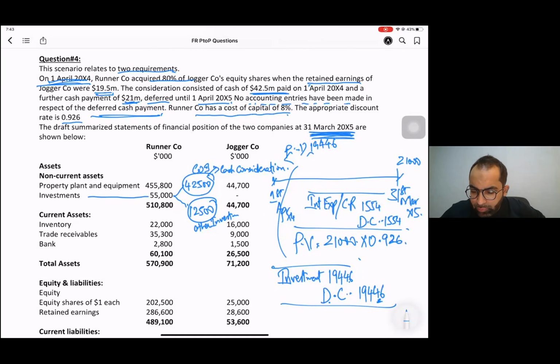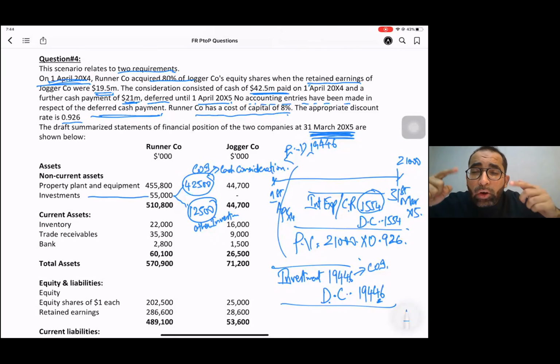Okay, so this investment of 19,446 is part of COI, and it will be part of the goodwill calculation. This interest expense of 1,554 will hit CR. This will reduce your consolidated reserve.